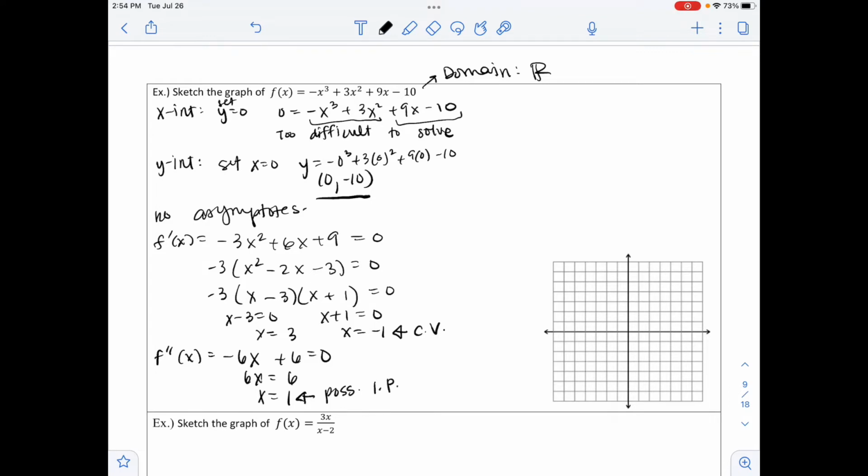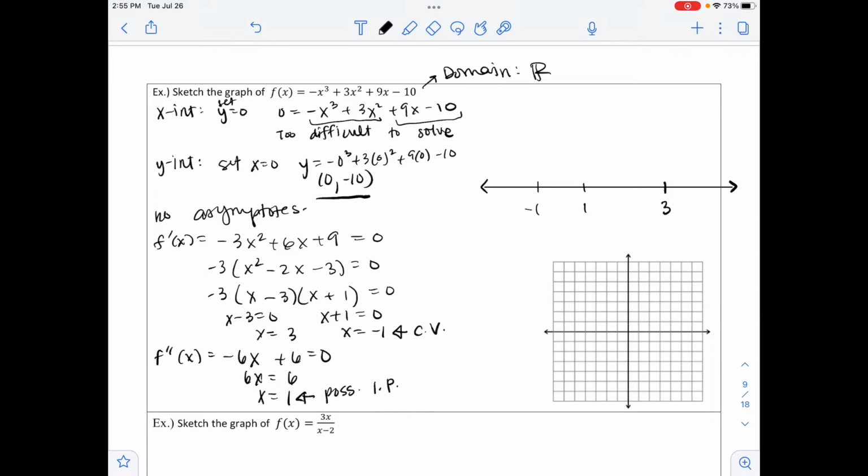So the next thing we're going to do is make a number line. I'm going to make one giant number line. Again, our domain for this problem is all real numbers. And I'm going to go ahead and put in my possible inflection points and my critical values. So I have negative 1, positive 1, and 3.